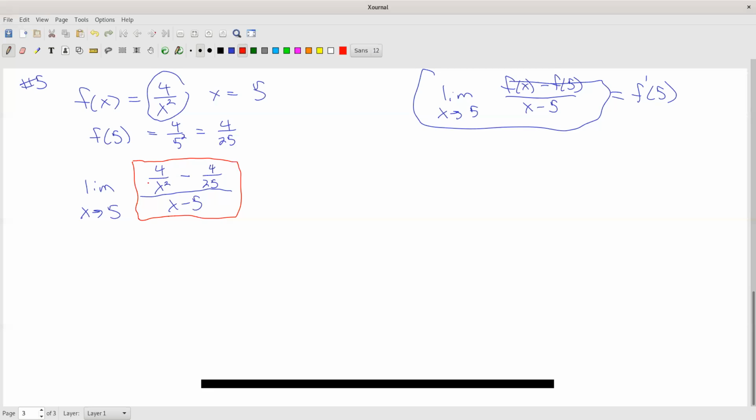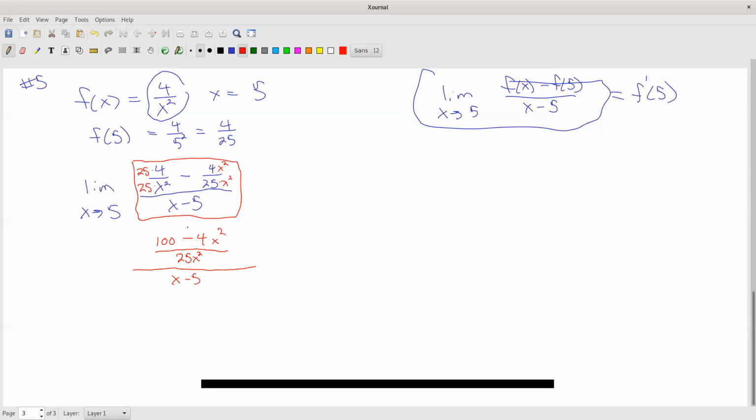So here I want to multiply top and bottom by 25. And here I want to multiply top and bottom by x squared. So ignoring that limit for a minute, we get 25 times 4 is 100 minus 4x squared over common denominator of 25x squared. And all of that is over x minus 5.